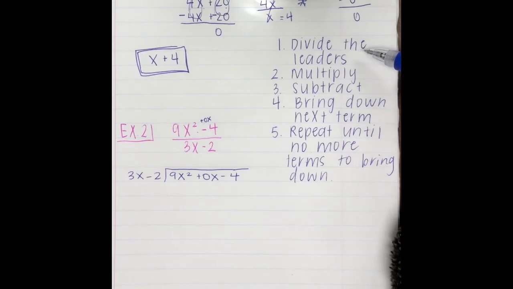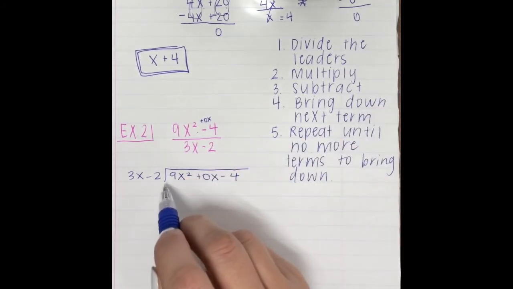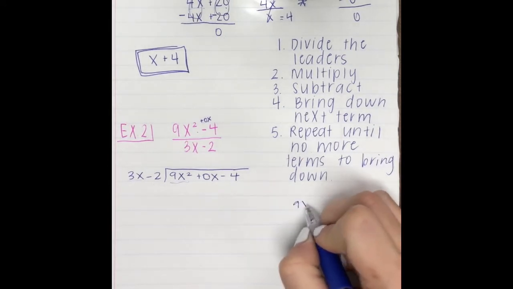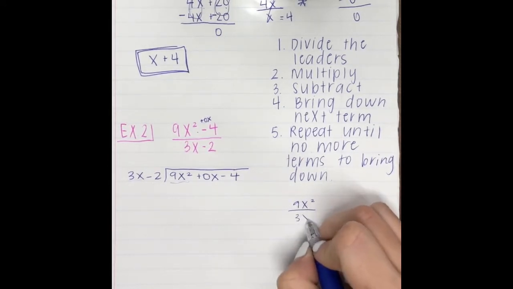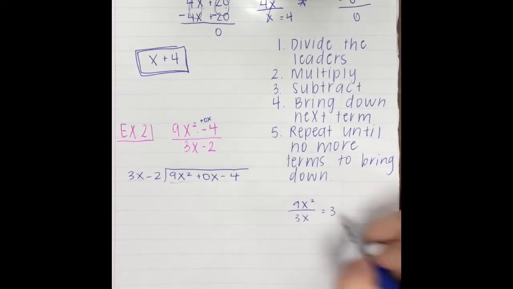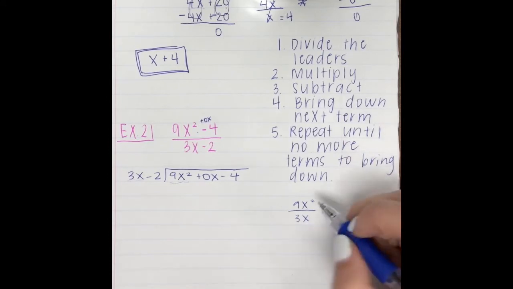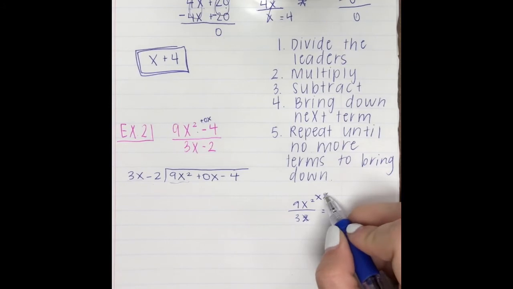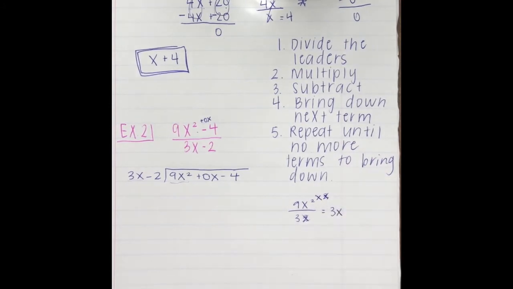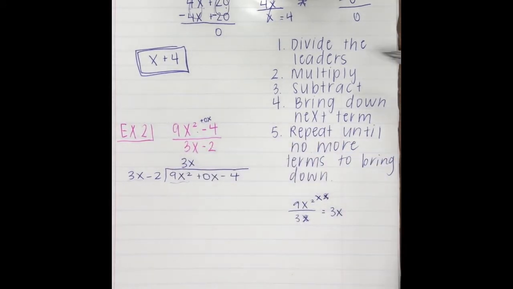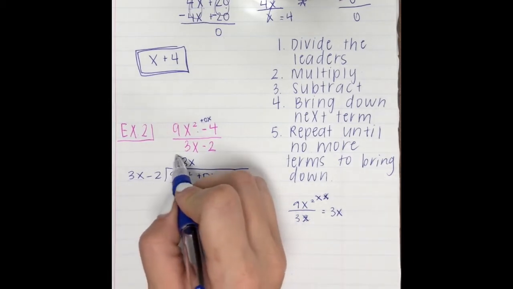So we'll start with step 1. Divide our leaders, okay? So here our leaders are 9x squared and a 3x. So I'm going to go off to the side, 9x squared divided by 3x, okay? You know 9 divided by 3 is 3. And then if you have 2 x's, that's what x squared means, and 1 would cancel out with one of them, leaving you just 1x. So we would get 3x.